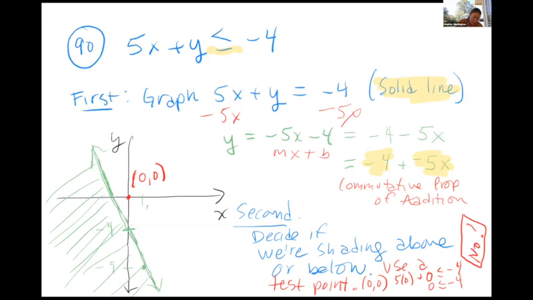How do we get that boundary line? Well, we set it equal to, we don't use the inequality, and that's how you get that boundary line.